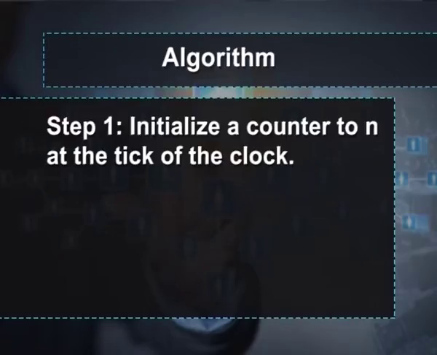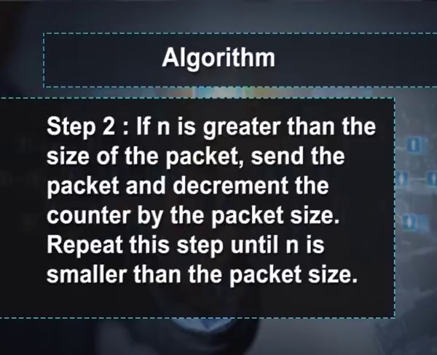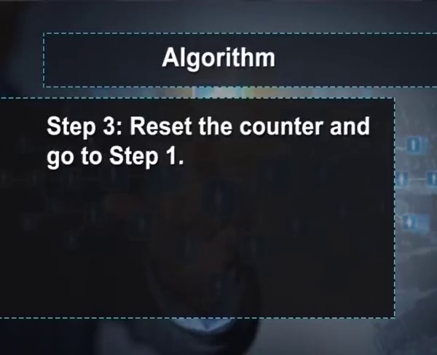The following is an algorithm for variable length packets. Step 1 is to initialize a counter to n at the tick of the clock. Step 2 is, if n is greater than the size of the packet, send the packet and decrement the counter by the packet size. Then repeat this step until n is smaller than the packet size. Step 3 is to reset the counter and go to step 1.